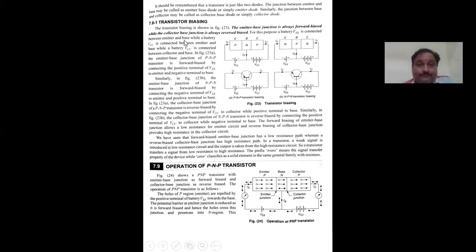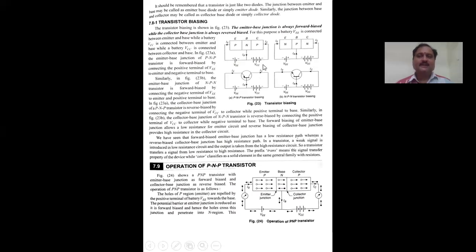And the next one is the collector base junction is always reverse bias connection for both PNP as well as NPN. We observe that the positive terminal of a battery is given to N type semiconductor, and the negative terminal of a battery is given to P type semiconductor. For that, in N type the majority charge carriers are free electrons. We are applying free electrons to positive. Next, negative to holes. Holes have positive charge.